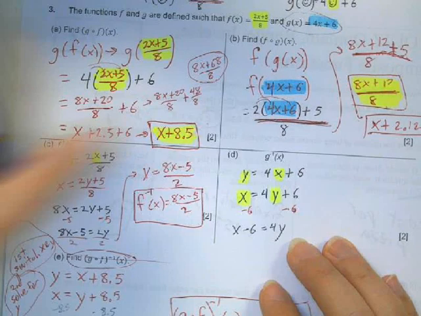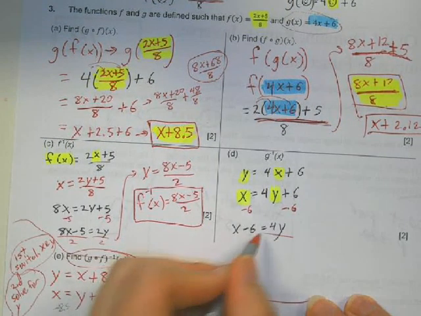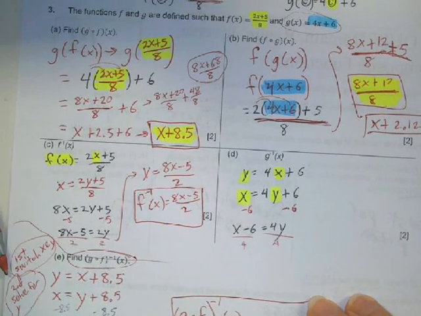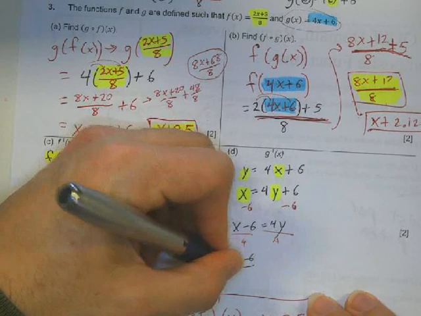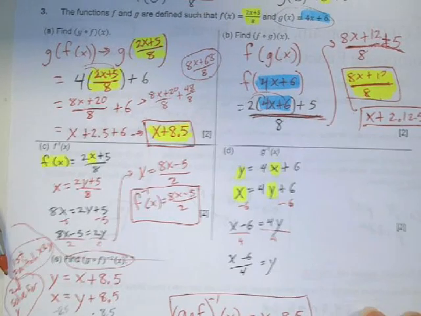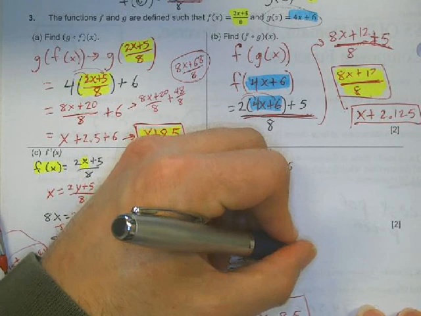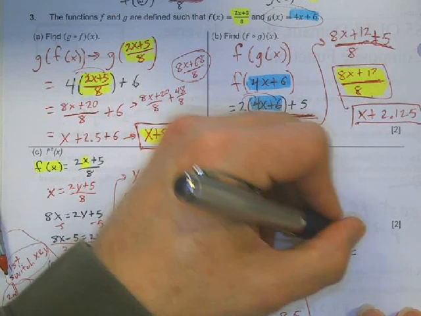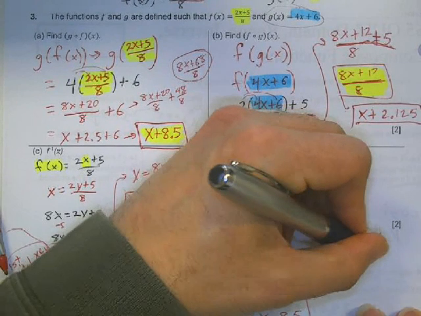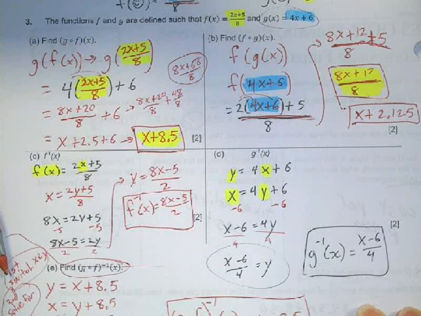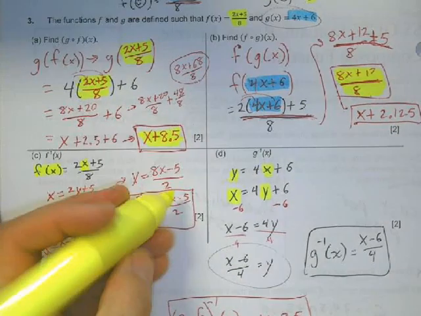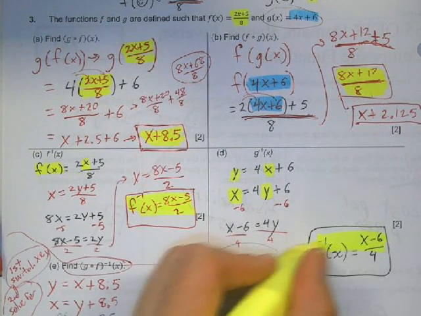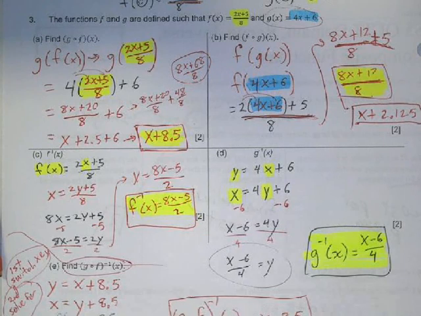And then now I want to divide both sides by 4, and we get x minus 6 over 4 equals y. And so now I'm done. My inverse function, g inverse, equals x minus 6 over 4. Okay, so as I said before, hit pause, hit rewind. If you get this one and you needed help on the other one, fast forward to the part where you need it.